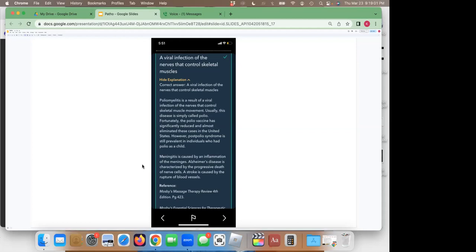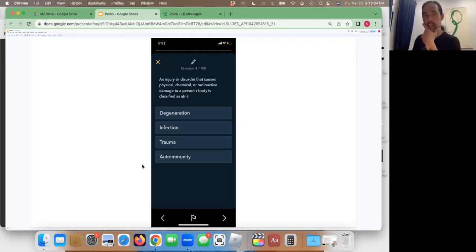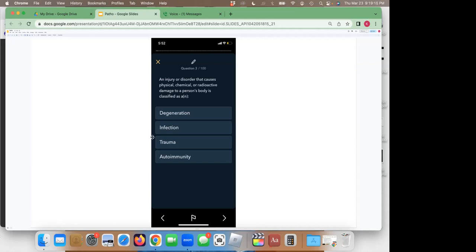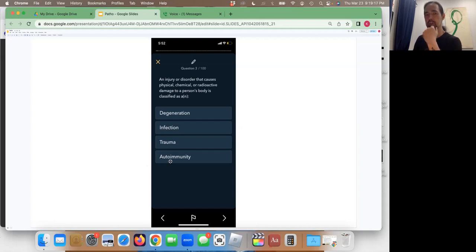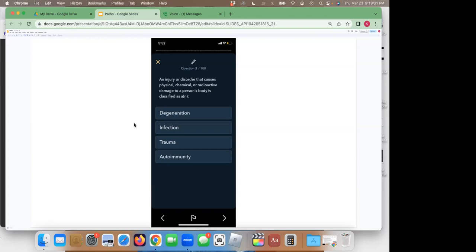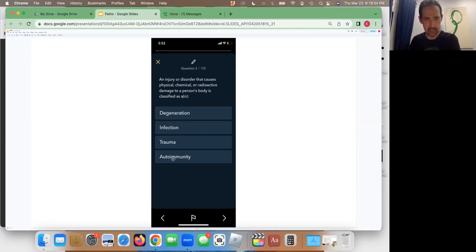Number 3: an injury or disorder that causes physical, chemical, or radioactive damage to a person's body is classified as a degeneration, an infection, a trauma, or an autoimmunity. Autoimmunity, maybe? I'm not sure about this one. Let's see. Can autoimmunity be an injury or a disorder? No, that's only a disorder.